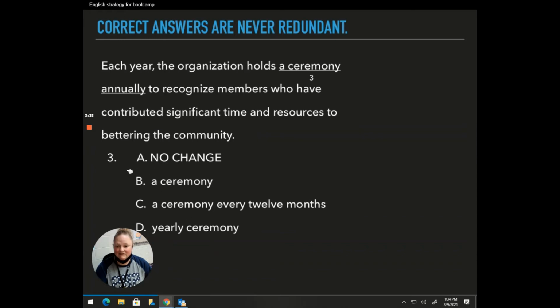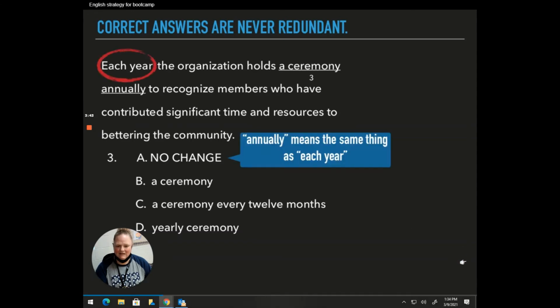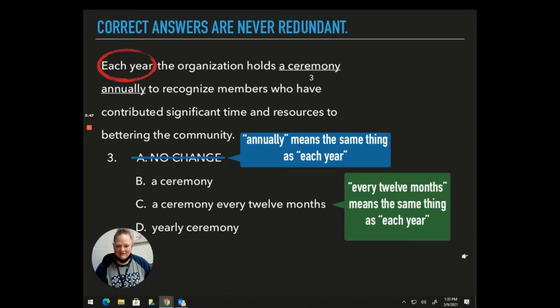The correct answer is going to be B. They've already told us every year. They don't need to repeat annually. Annually means the same thing as each year. 12 months means the same thing. Yearly means the same thing. So, like I said, B is the best choice.